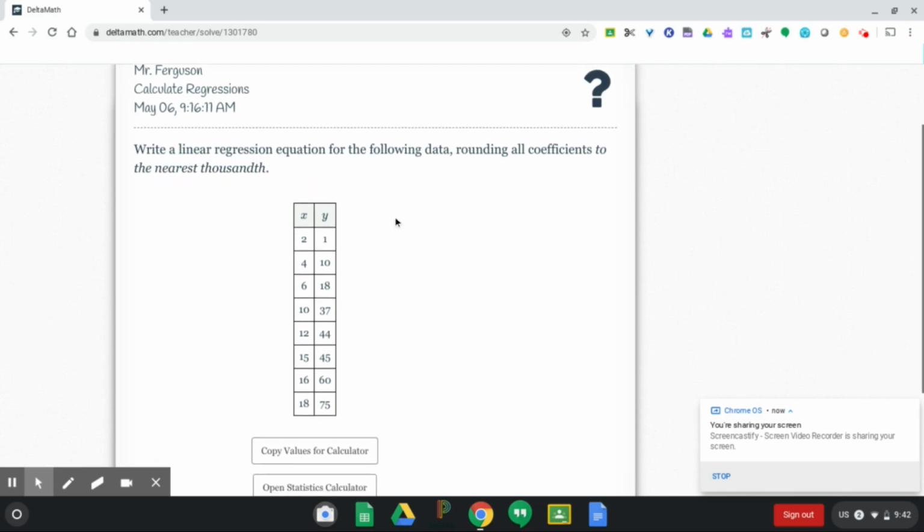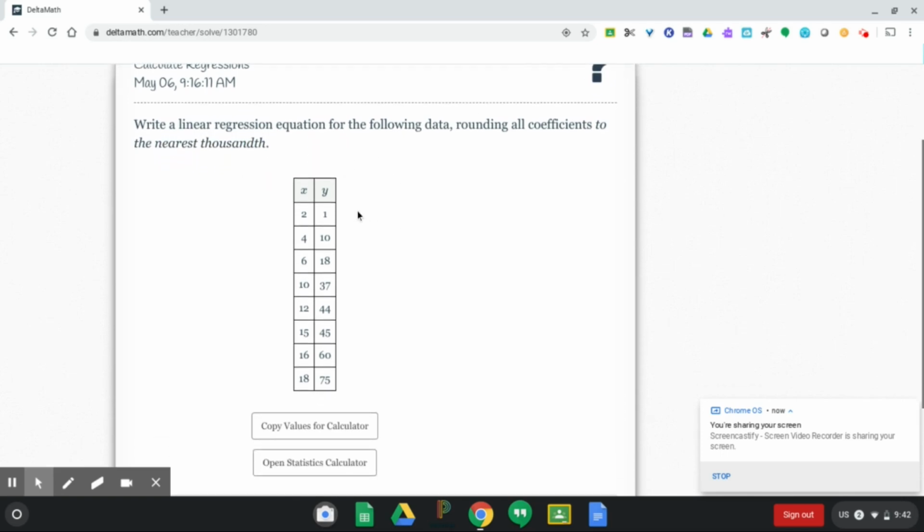So I have a table here. Now, if we had the graphing calculators, we would have to plug all these numbers into L1, L2, and go through all these stat edit, stat calc, and whatnot. But this DeltaMath calculator actually makes it a whole lot easier for you guys. When we get any problem here, I'm going to click copy values for calculator. Okay. Then I'm going to open statistics calculator here.